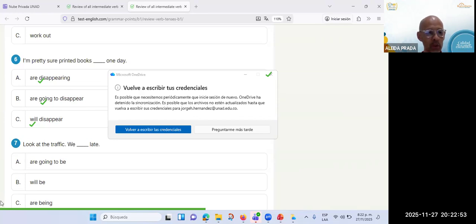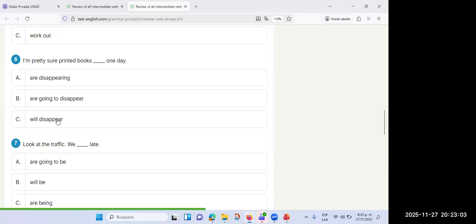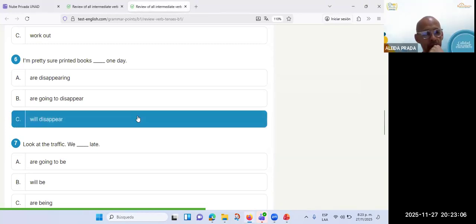So, John, what do you think? What is the correct one? C, teacher, will disappear. Will disappear. Good. I'm pretty sure printed books will disappear one day.